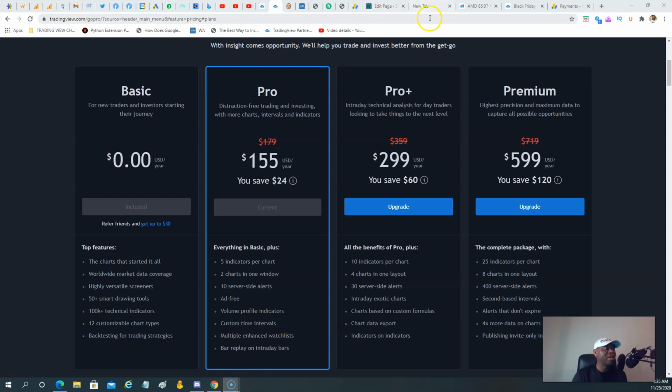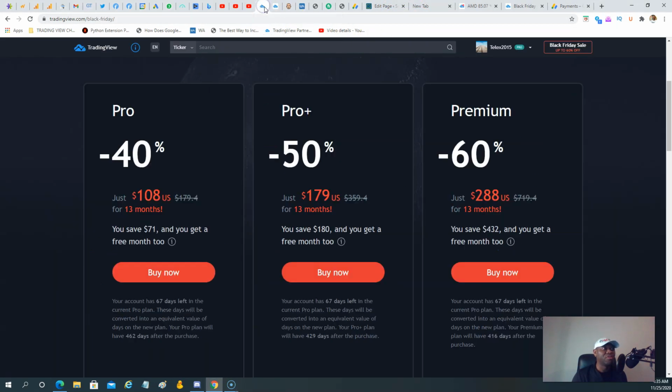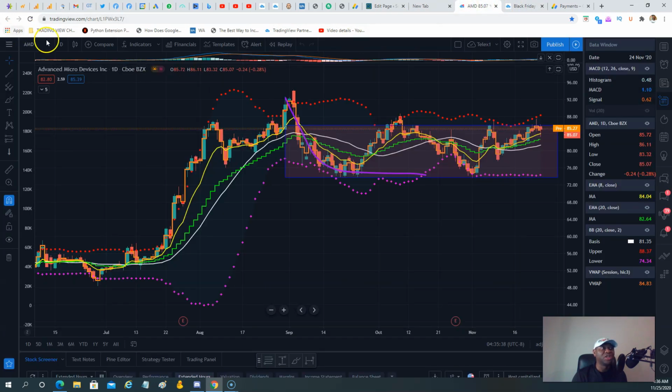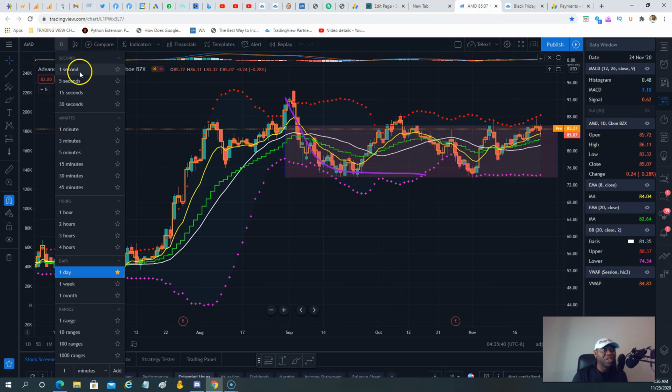What do I mean by that? Let's go to a chart on here of TradingView. Okay, I have it all over the place. So let's go to this chart here. This is what I'm talking about. So yeah, you see all of this time interval.